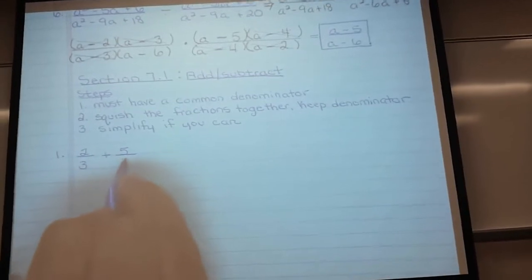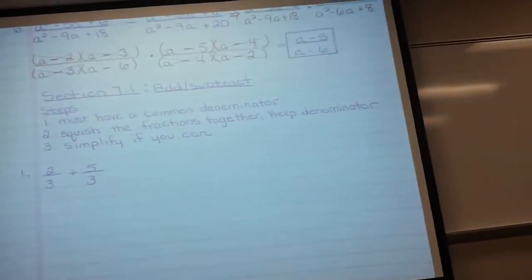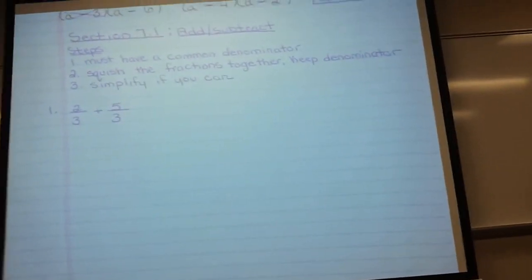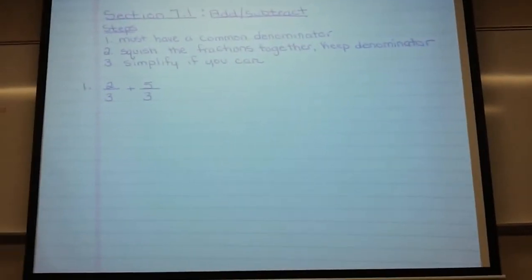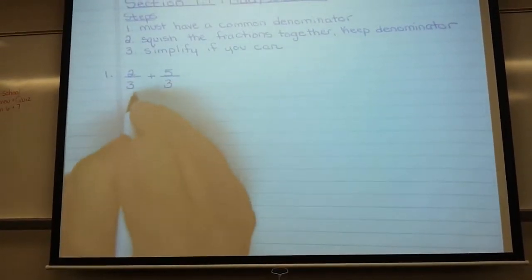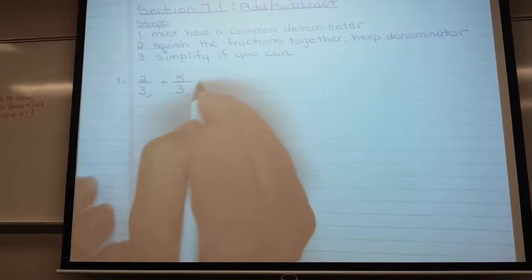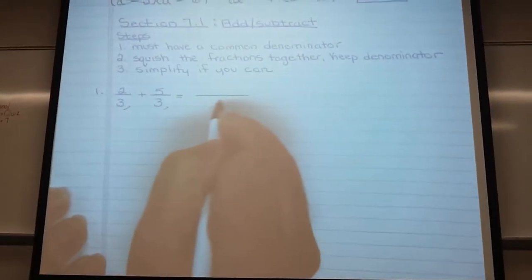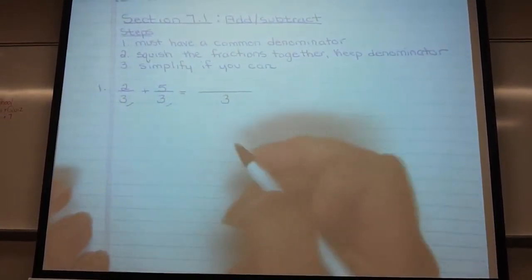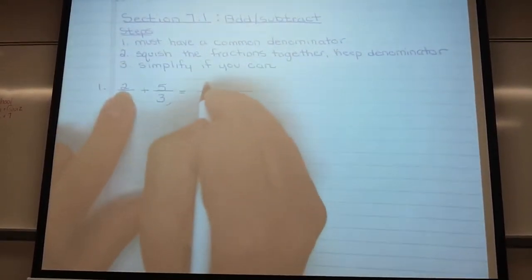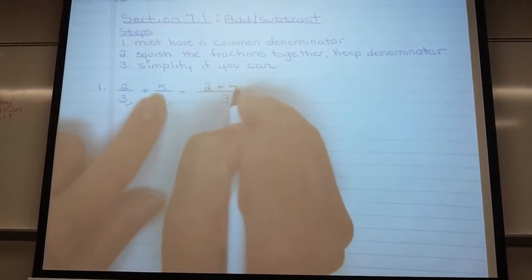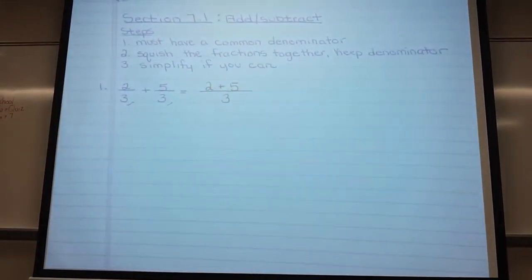First, like all the other days, I'm just going to start with plain old numbers. 2/3 plus 5/3. Now, I'm going to do an extra step so you can see what it looks like when I start throwing letters in there. I have the common denominator, so I'm going to keep my denominator. That was the second rule. And when I say squish the fractions, you take the first fraction's numerator plus the second fraction's numerator. So I'm just squishing the two tops together.